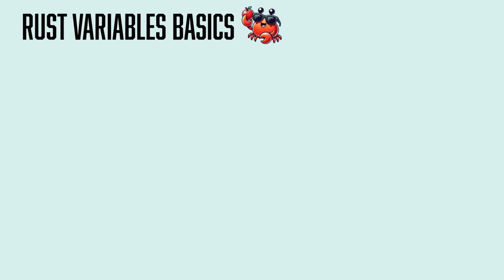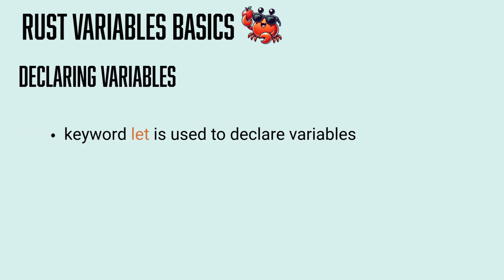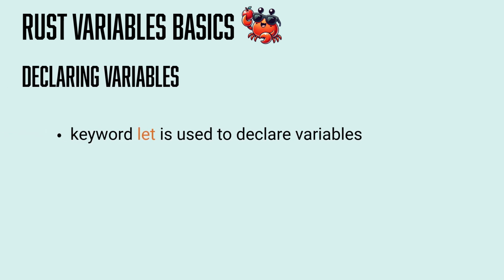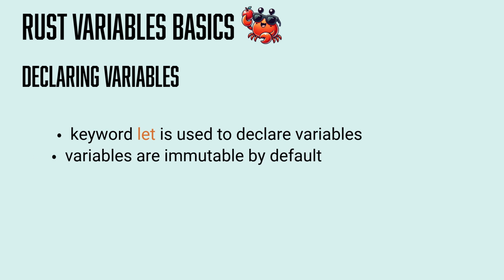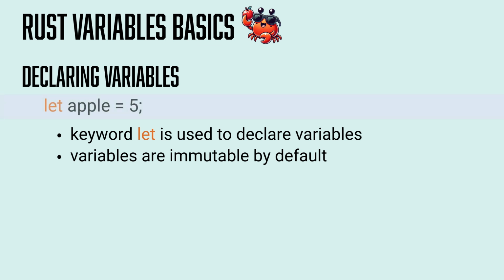It's time to talk about variables in Rust. In Rust, we use the let keyword to create variables. By default, variables are immutable, meaning once a value is assigned, it can't change. For example, this line creates a variable named apple and binds the value 5 to it. Rust automatically detects that the type of this variable is an integer based on the value provided.